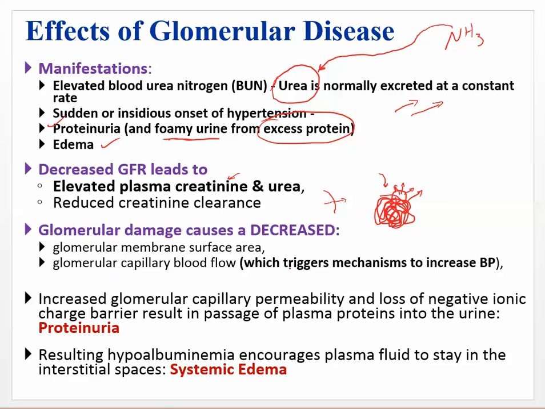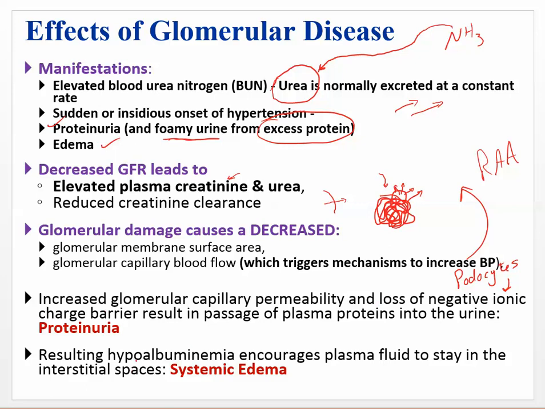Decreased glomerular capillary blood flow triggers mechanisms to increase blood pressure. So that's what I was talking about with the RAA, if you reduce capillary blood flow. Increased glomerular capillary permeability means that you're going to lose that negative ion charge barrier. When I say negative ion charge barrier, I'm talking about the podocytes. Those podocytes are preventing the protein from moving through. You lose that, and then you suddenly have proteins in the urine. Okay, so that's called proteinuria.